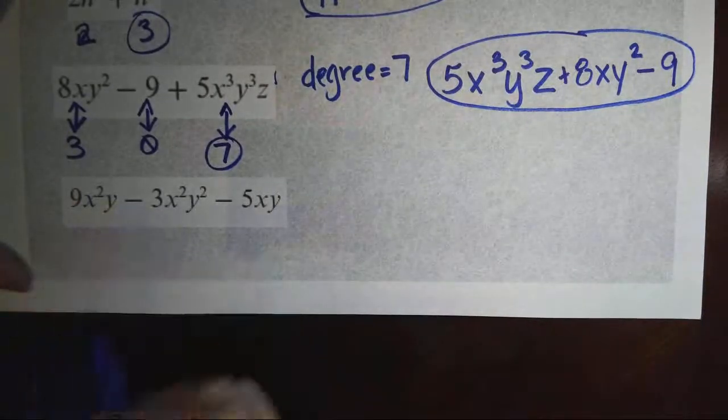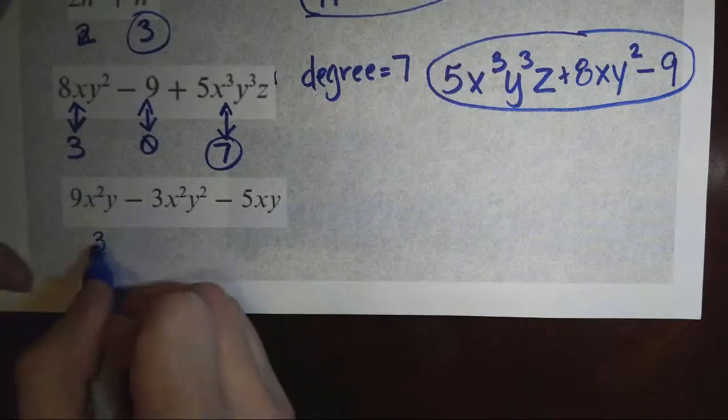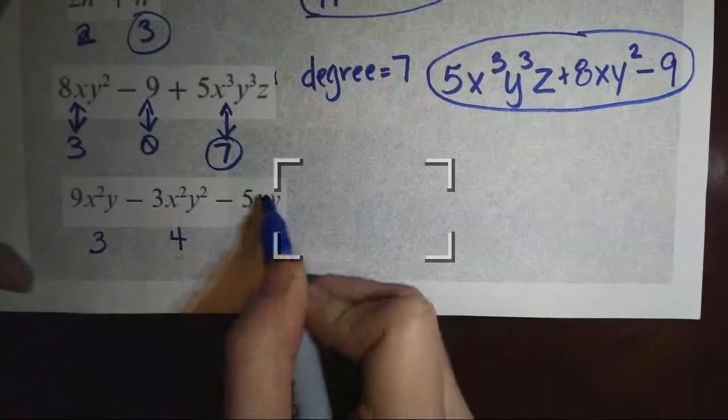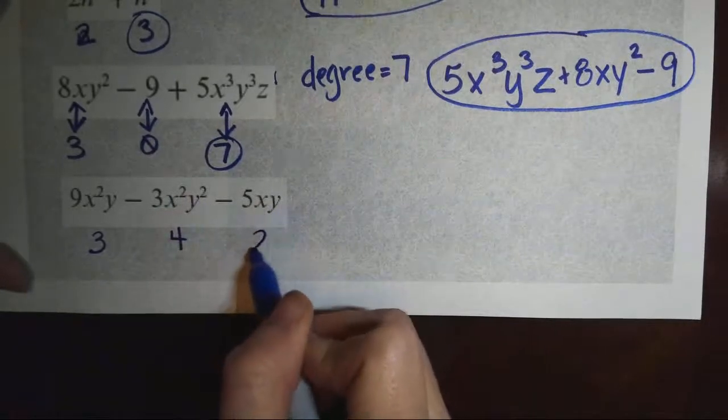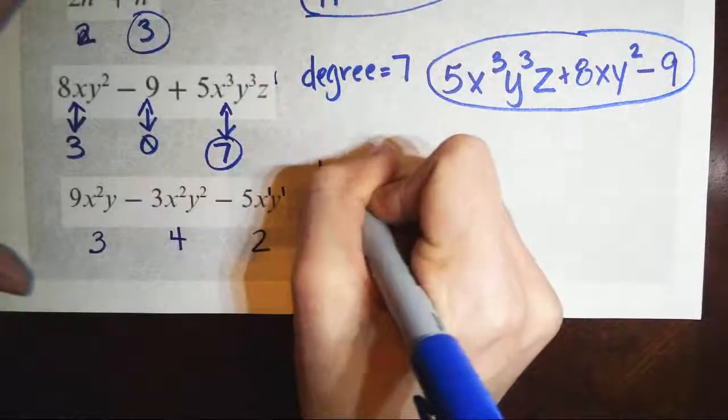This last one, to find the degrees, the degree of the first term would be 3, because 2 plus 1 is 3. The degree of the second term would be 4, 2 plus 2 is 4. And the degree of the third term would be 2, because it's a 1 plus 1. So the degree of this polynomial is 4.